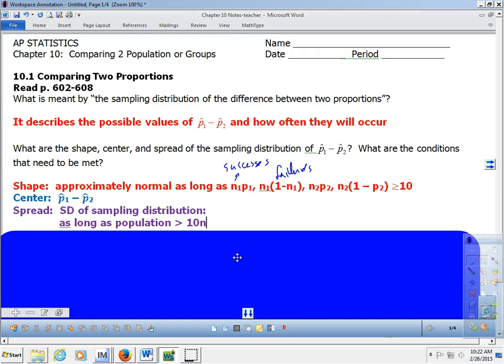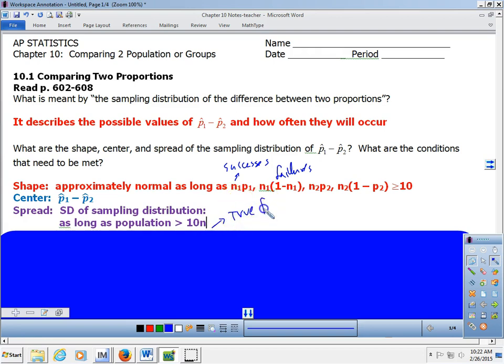The spread. What we're talking about with spread is the standard deviation of the sampling distribution. And we can calculate that with a lot of confidence as long as the population is bigger than 10 times the sample size. And it's important to note this has to be true for both groups, for both samples. Okay? So we're going to have to make mention of that. We're going to have to assume that there's so many males in this group, and so many females in this group, if we're talking about the difference between males and females. Okay?